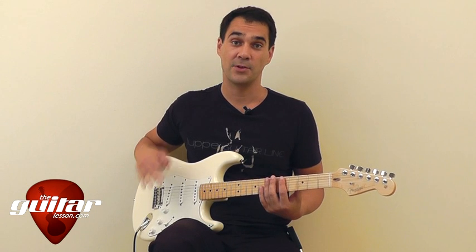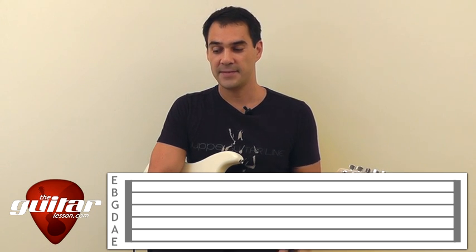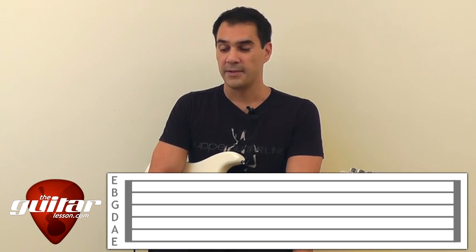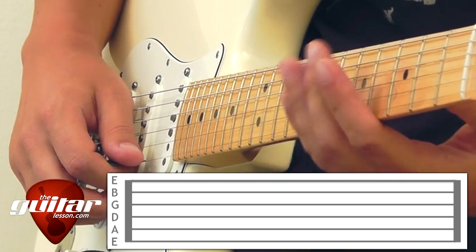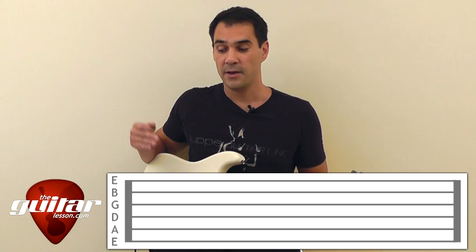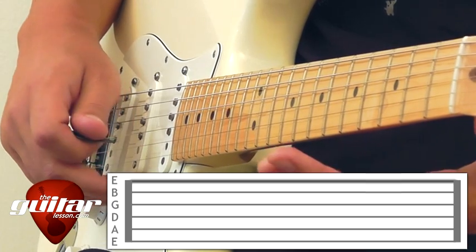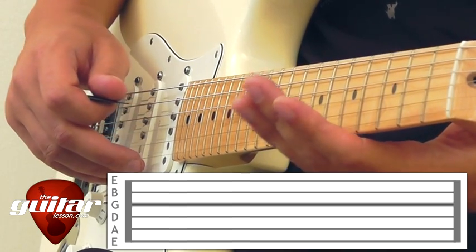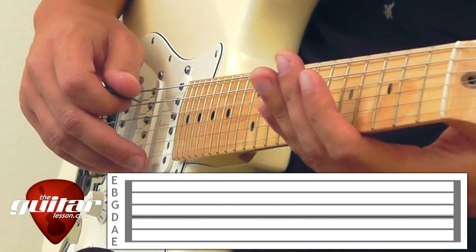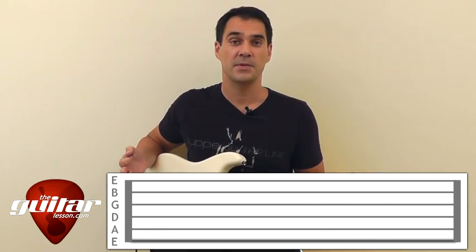So let's just have a look at what tabs look like and what those lines actually mean. You'll probably be using a 6-string guitar, which means you'll have 6 lines across the tablature. Each of those lines represents a string. The top string is the highest string on the guitar, and each string that follows, going downwards, will be lower and lower in pitch. So the first string is the high E string, the second string is the B string, the third string is the G string, the fourth string is the D string, the fifth string is the A string, and the sixth string is the E string. Okay, so that's pretty self-explanatory.